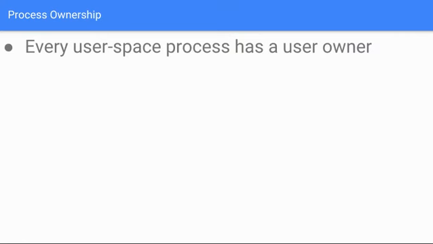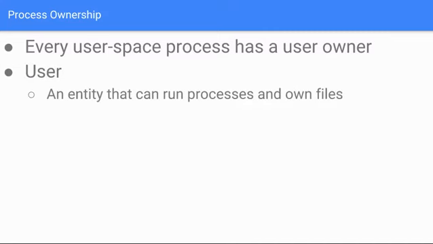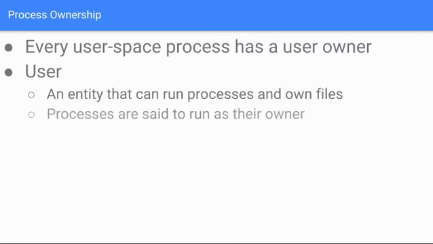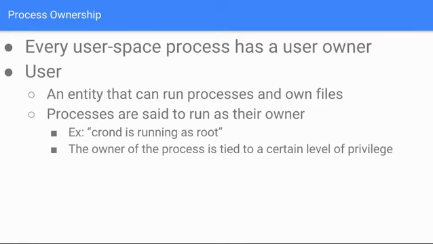So, process ownership. Every user space process has a user owner. What is a user? This is good for a general understanding of permissions in Unix or Linux. A user is an entity that can run processes and own files. Processes are said to run as their owner. So crond, the daemon for cron, is running as root, if root owns it. The owner of a process is tied to a certain level of privilege.